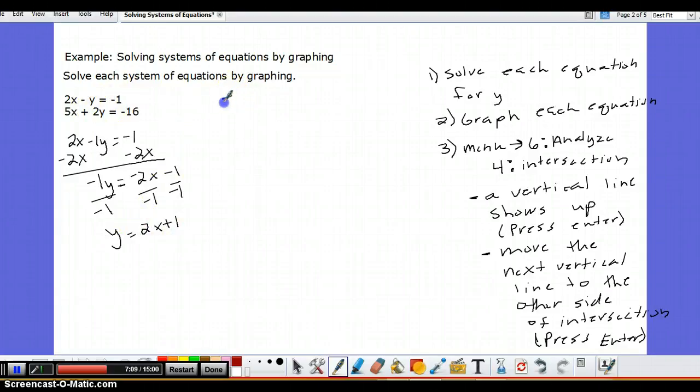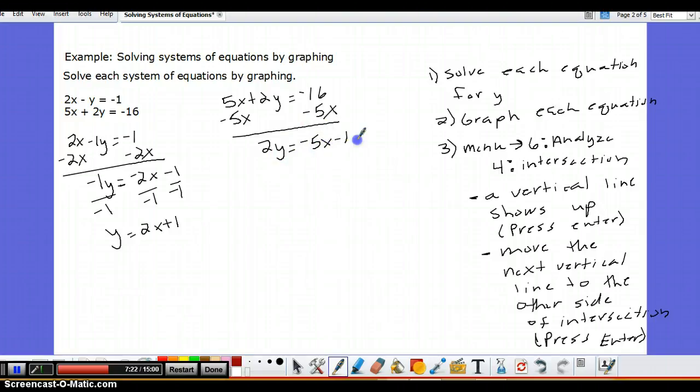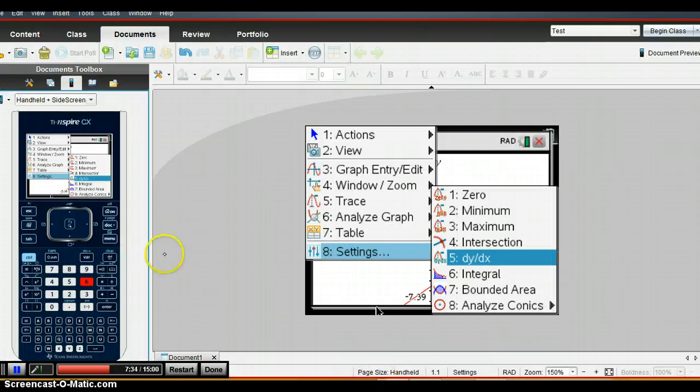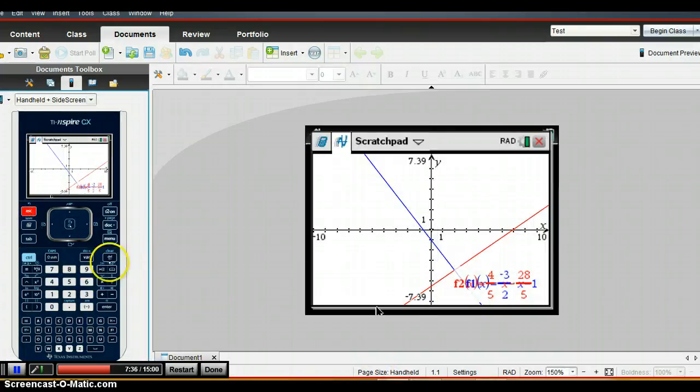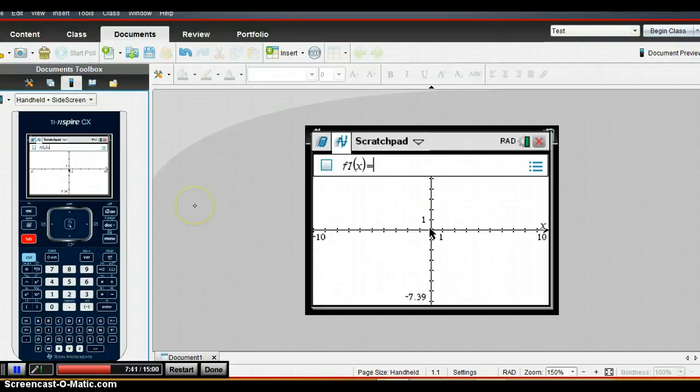Then we take the next one, 5x plus 2y equals -16. Subtract 5x from both sides, gives me 2y equals -5x minus 16. Divide by 2, and we get y equals -5 over 2 x minus 8. So now we're going to put these in our calculator. I'm going to get rid of those graphs. Okay, so come back.